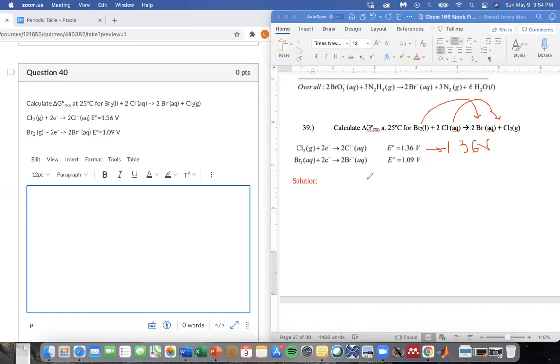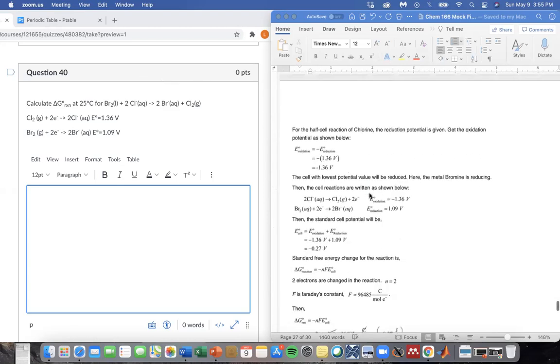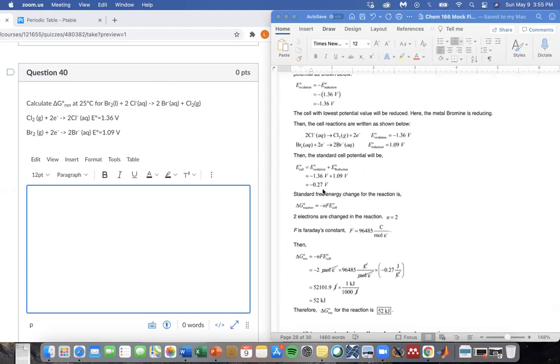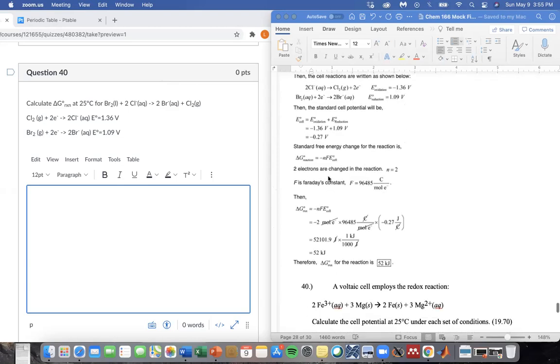So to figure out our E of reaction, we would add these two values up. So we would do negative 1.36 plus positive 1.09. And then you'd have an E standard of negative 0.27 volts. And then I could use negative N times Faraday's constant times E cell. So we have E cell.